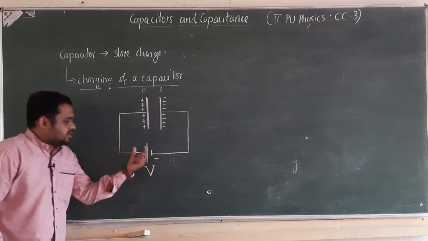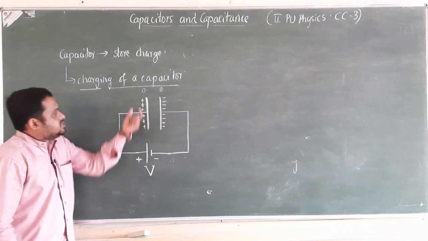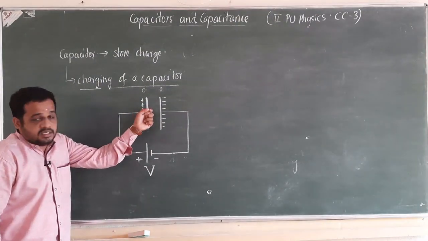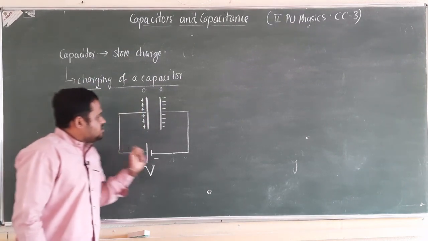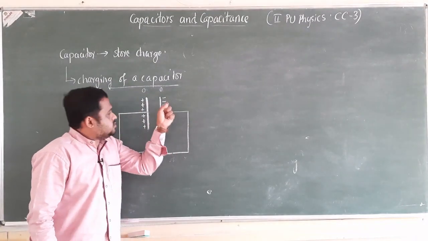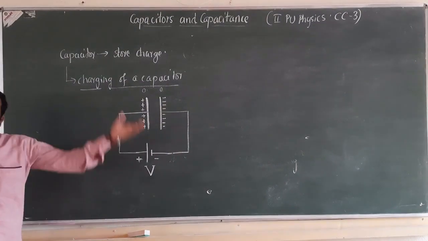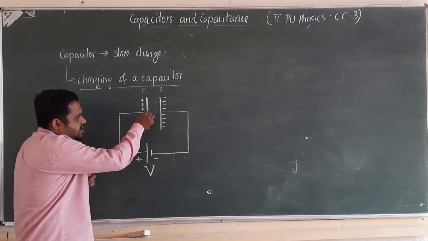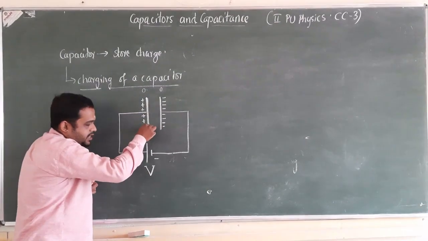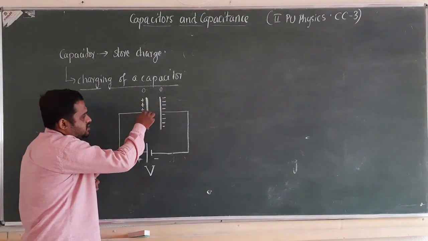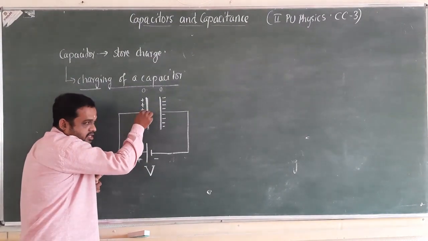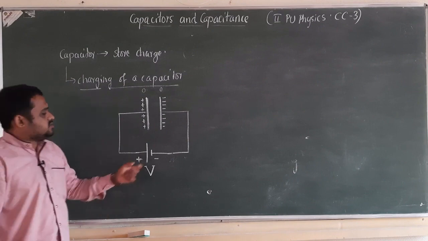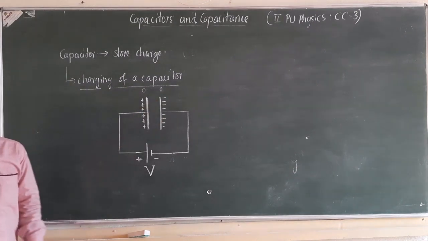As time passes after connecting the battery, electrons are removed from this plate, so the amount of positive charge in this plate increases. Those electrons are delivered to this plate, so the amount of negative charge in this plate increases. Now electrons are removed from the left plate of the capacitor, therefore this plate is now positively charged. This process is called charging a capacitor.